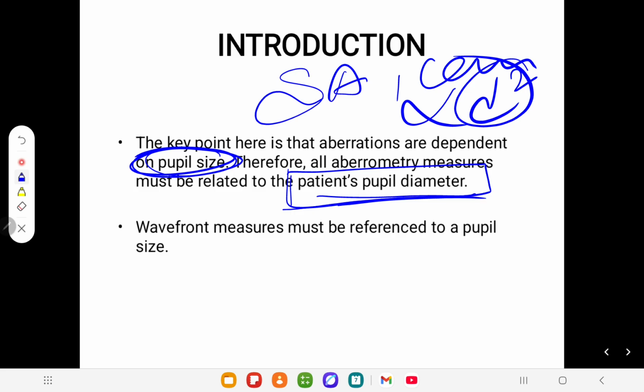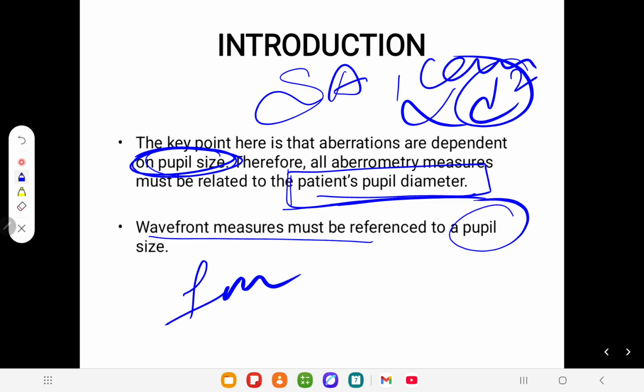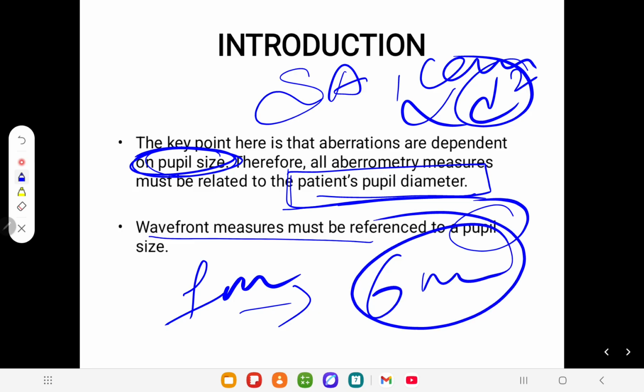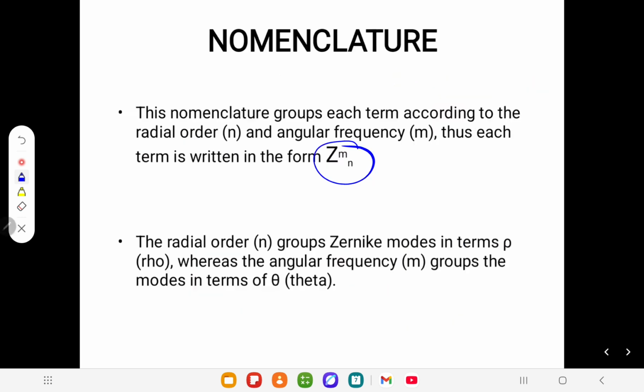Wavefront measurement must be referred to pupil size. If the pupil size is 1 mm and you are measuring the wavefront as if it were 6 mm, it will be false. At 6 mm there is a lot of aberration; at 1 mm the aberration is almost negligible, incomparably lesser, isn't it?